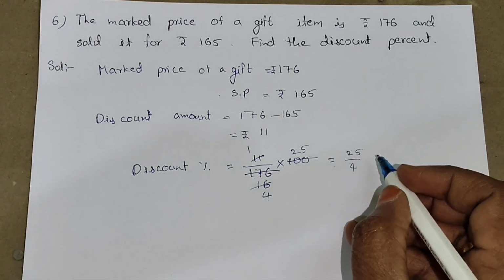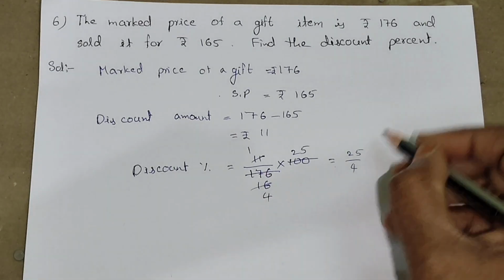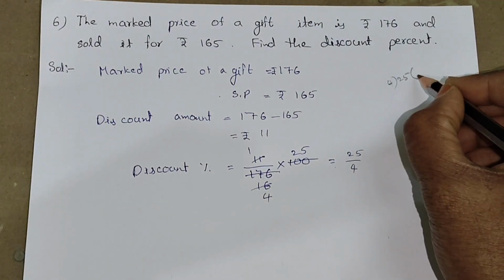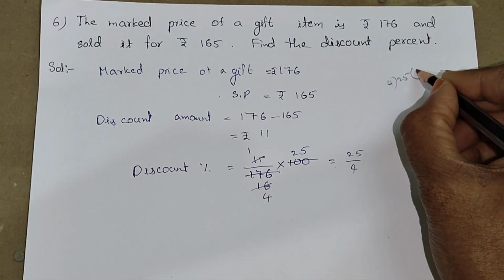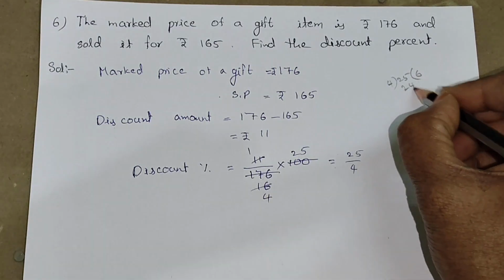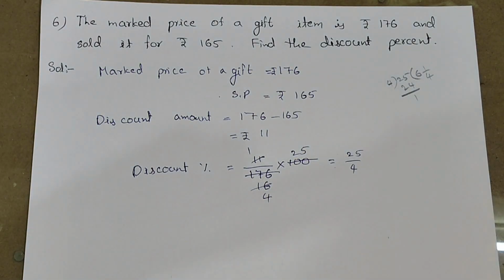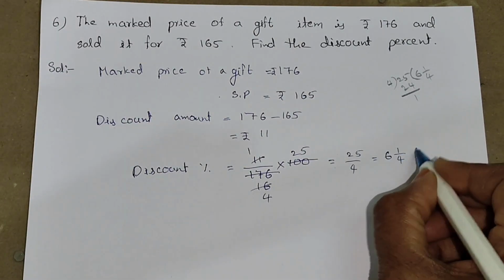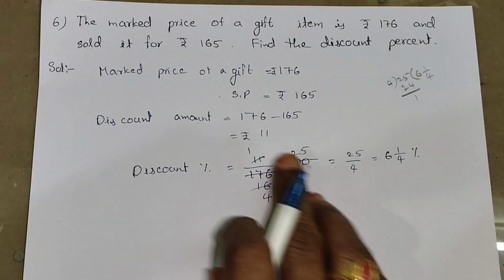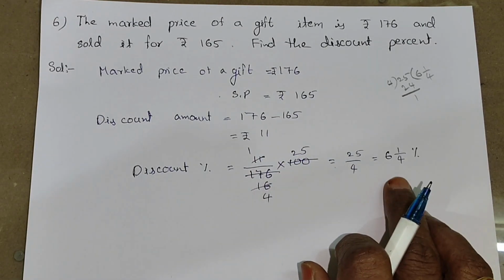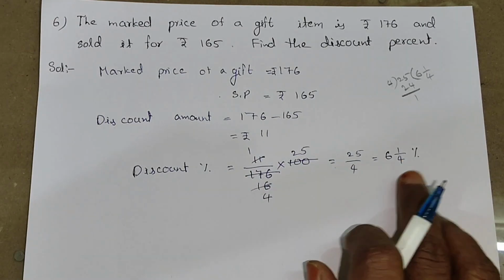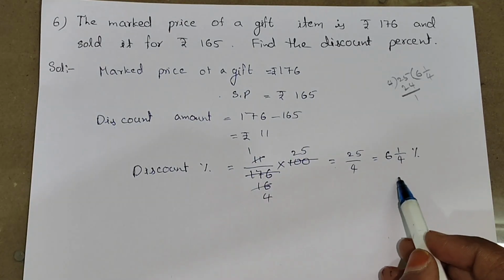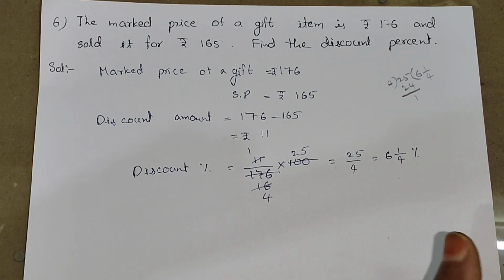25 by 4 is an improper fraction, so we convert it into a mixed fraction. 25 divided by 4: 4 sixes are 24, remainder 1 by 4. So this is converted into the mixed fraction 6 1 by 4 percent. So the discount amount is 11 rupees and the discount percentage is 6 1 by 4 percent. So the sixth one is completed.